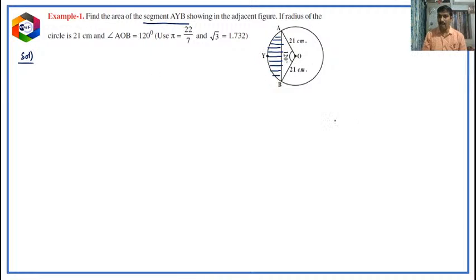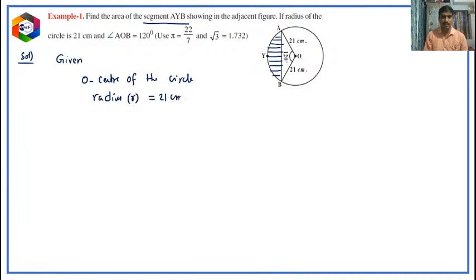As we discussed previously, OAYB is a sector and OAB is a triangle. So from the total sector area, if you subtract the triangle area, then you will get this segment area. But here the calculations will be in decimals, so you have to do them perfectly. First, what is given in the question, that I am mentioning. O is the center of the circle, and the radius given is 21 centimeters, and AB is the chord.